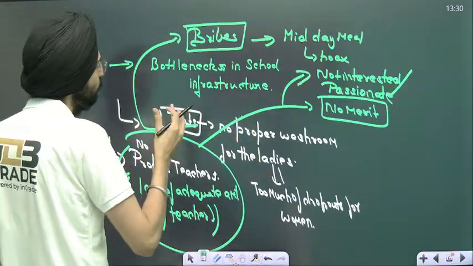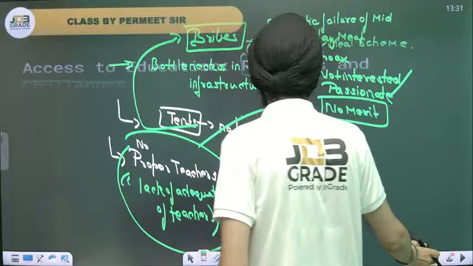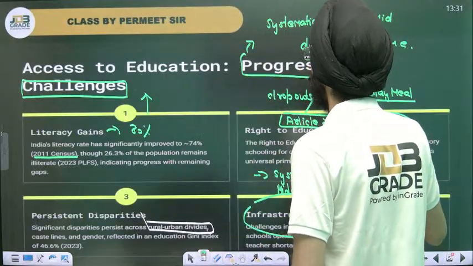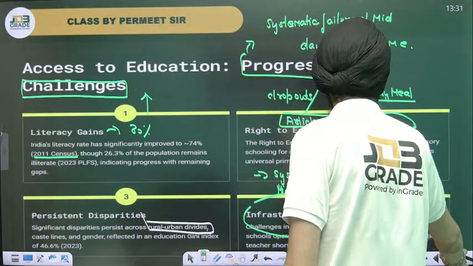Okay, so I hope you got these points out there. Access to education, progress and challenges. These are the challenges out there. I hope you got this.